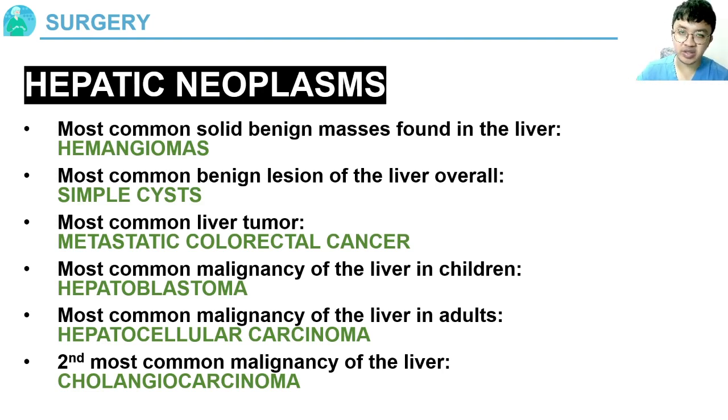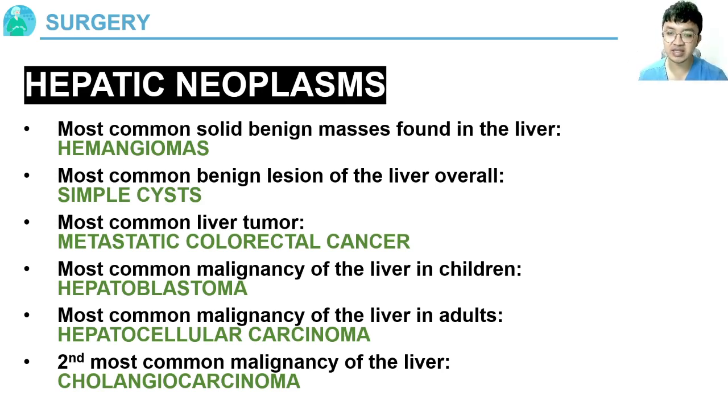Again, overall, simple cysts. But if you're specified solid masses, most common, that's your hemangiomas. Okay. Most common liver tumor, however, is metastatic, usually from colorectal cancer. Most common primary malignancy of the liver in children is a hepatoblastoma. In adults, it's HCC or hepatocellular carcinoma. Second most common of the liver, cholangiocarcinoma.